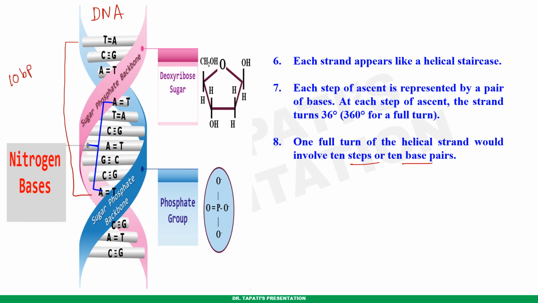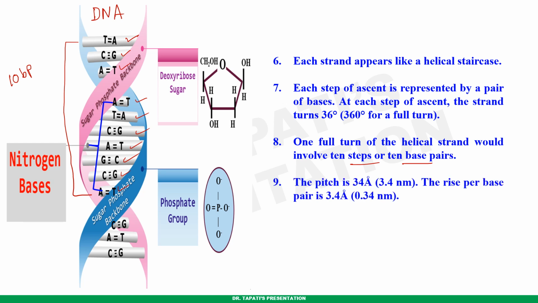We can count those 10 base pairs. This is 1, 2, 3, 4, 5, 6, 7, 8, 9 and 10. So total 10 base pair present within a turn, full turn. And the pitch is 34 angstrom or 3.4 nanometers. So distance of this full turn is 34 angstrom or 3.4 nanometers, and the rise per base pair is 3.4 angstrom or 0.34 nanometers.